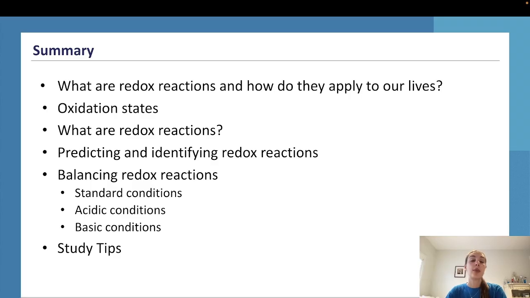So just a final summary of what we went over today, just to recap. So we talked about what are redox reactions and how do they apply to our lives. We talked about oxidation states, predicting and identifying redox reactions, and balancing redox reactions in our standard conditions and acidic conditions. And then just to recap, the basic conditions are not something you need to be worried about for year 11 and 12. And then finally, we just finish off with a few study tips.